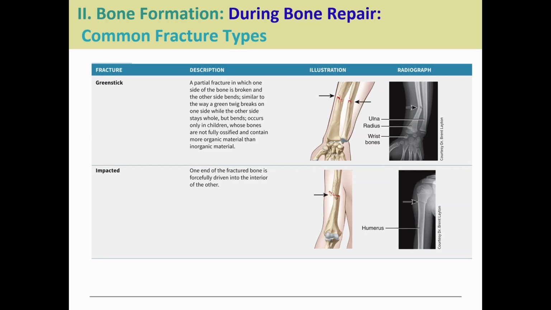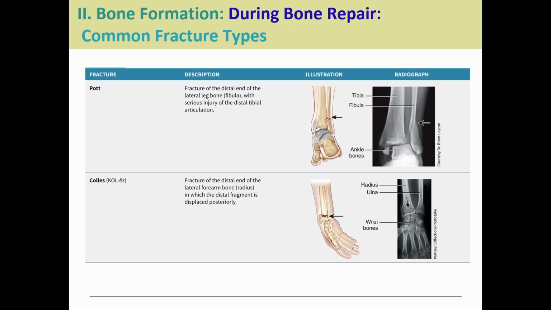We have a greenstick. This is a partial fracture where one side is broken, the other side is bent, kind of like if you were to break a twig, but it didn't break all the way. So we pretty much see this in kids because their bones have not fully ossified, so they still have some more of that cartilage. We have impacted. This is where one end of the bone is forcefully driven into the interior of the other. So think of it almost like it's being crushed into itself, like you're crushing a can.